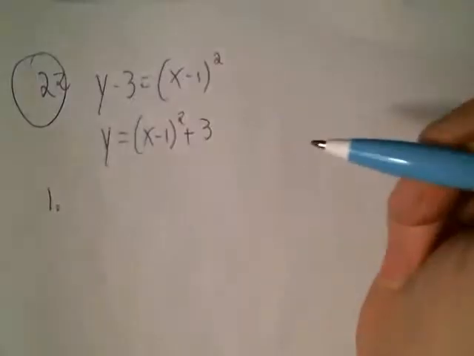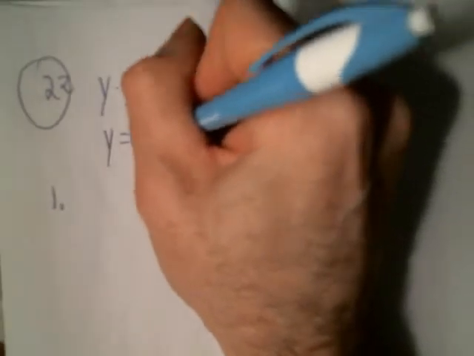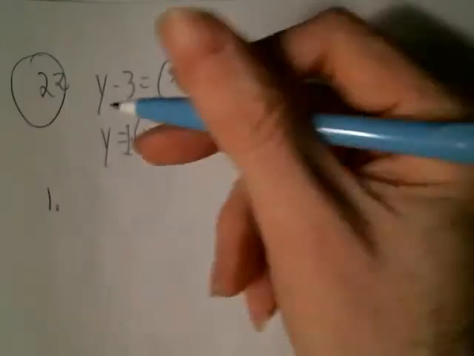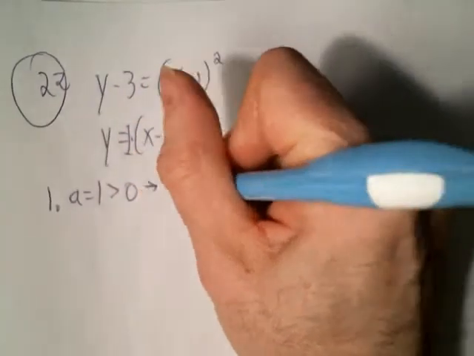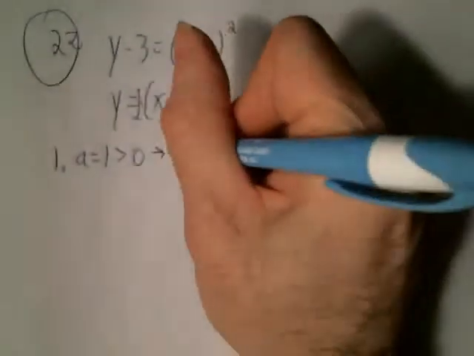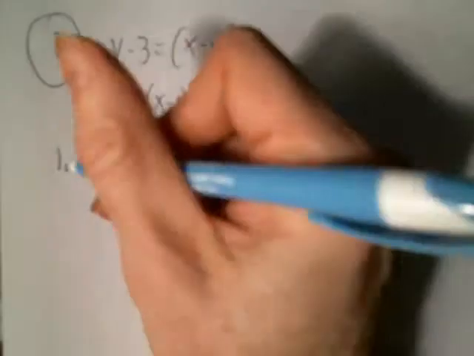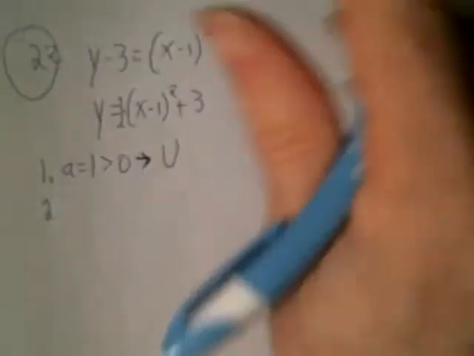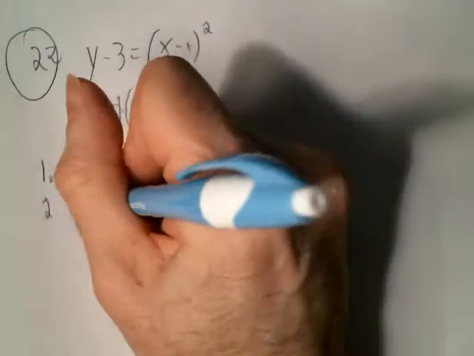So first step, the a value, whatever's in front of this thing. If you don't see anything, you just always assume it's a 1. So our a value is 1. That's greater than 0, so that tells us it's a happy face. This is my little arrow. It tells us this. Step 2, I need my vertex. I could just read that off. Like I was saying, it's 1, 3.